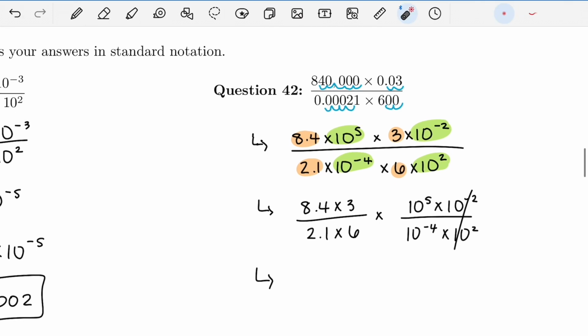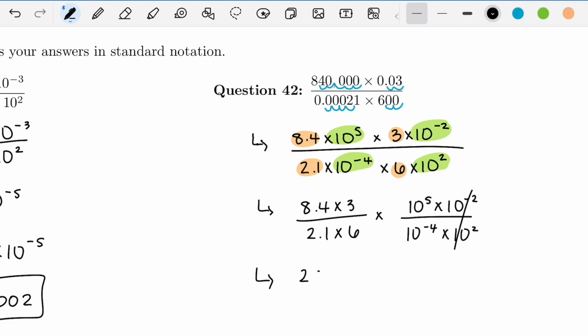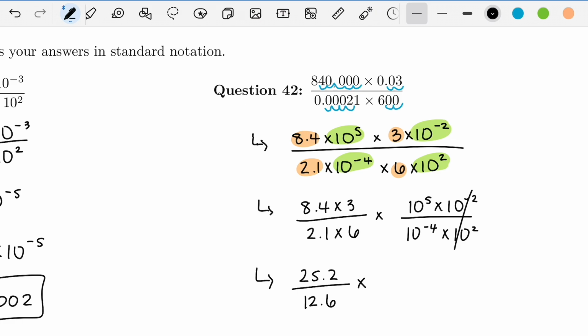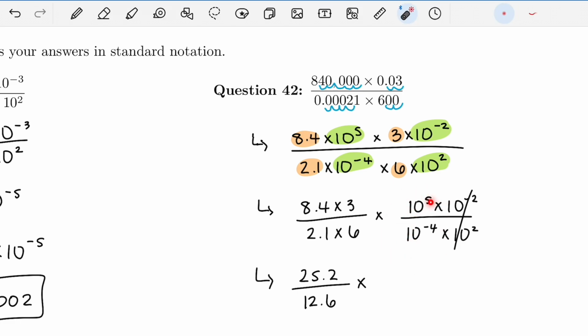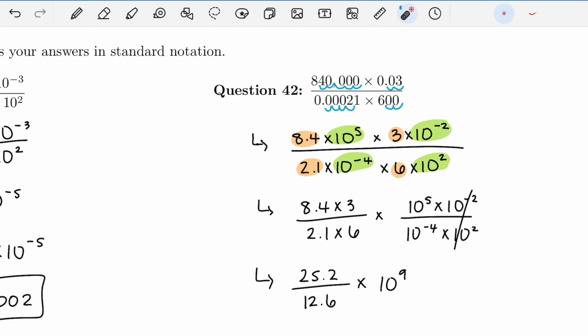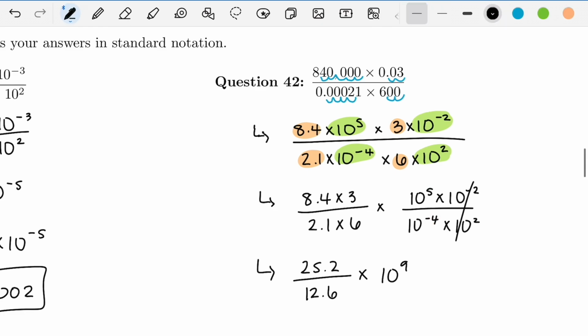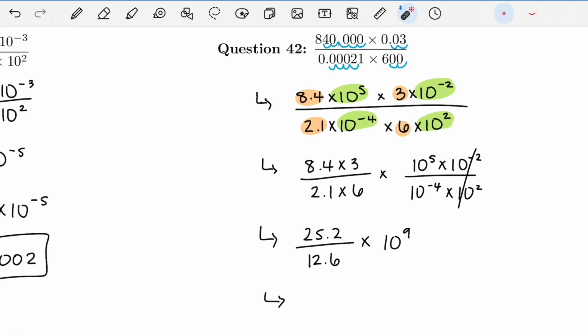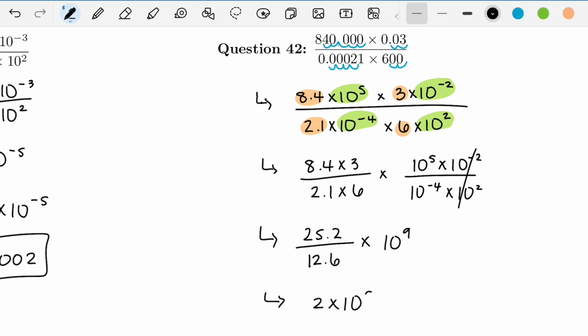So for this guy here, plugging this into our calculator, we're going to get 25.2 over 12.6. And then for this here, we're going to do 10 to the 5th power minus 10 to the negative 4. So 10 to the 5 minus negative 4. This gives us 10 to the positive 9th power. Okay, so just using our quotient rule here tells us to subtract these exponents. And then finally, plugging in this fraction into our calculator, this is actually just going to be 2. So this will be 2 times 10 to the 9th power.